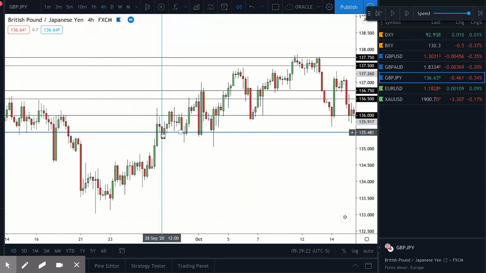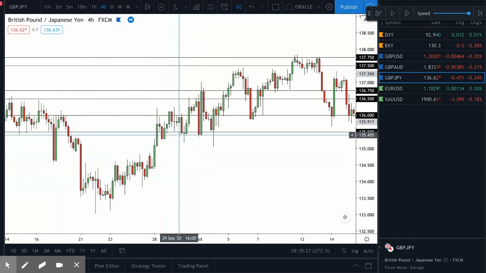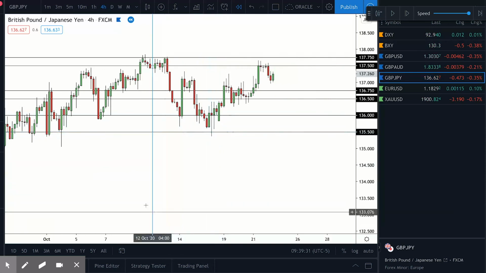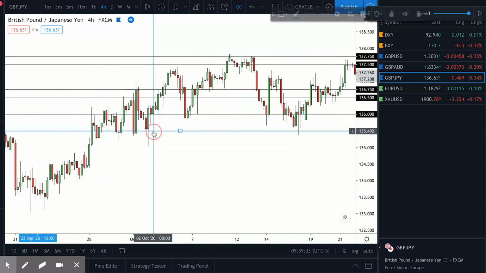And then here again, we have kind of a wick, this closure thing, 2 wicks, 3, 4, 5 reactions there. Come back down, wicked into it, 6 reactions there. So you can see that these levels are continually met time and time again.